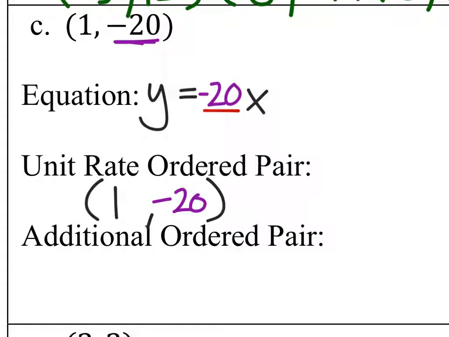So what we need now are extra ordered pairs. What are some that you guys got? 2, -40. That's a good one. One more?